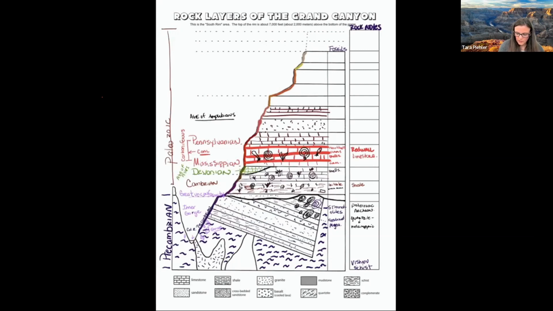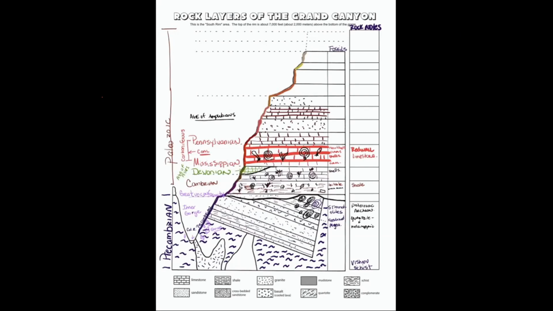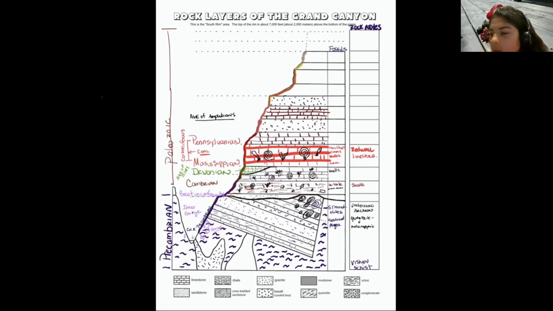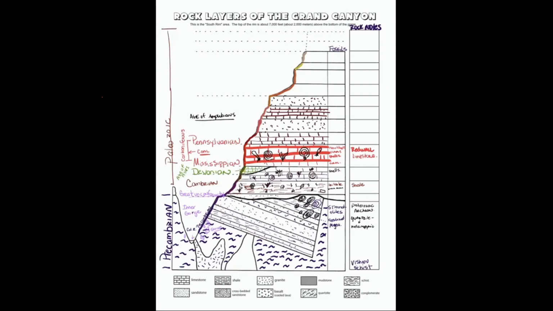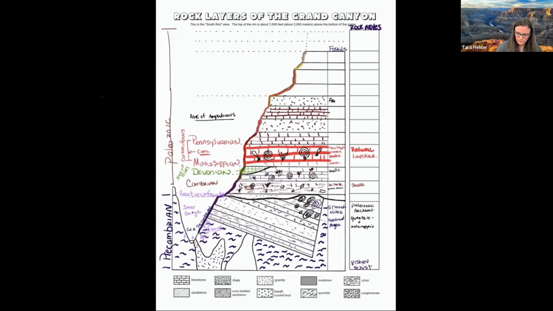So what are we noticing the Grand Canyon is mainly made up of? Sandstone and granite. A lot of shale. And some limestone. All right, so here our fossils will be ferns. And I'm going to put amphibian tracks. Ferns and some tracks.